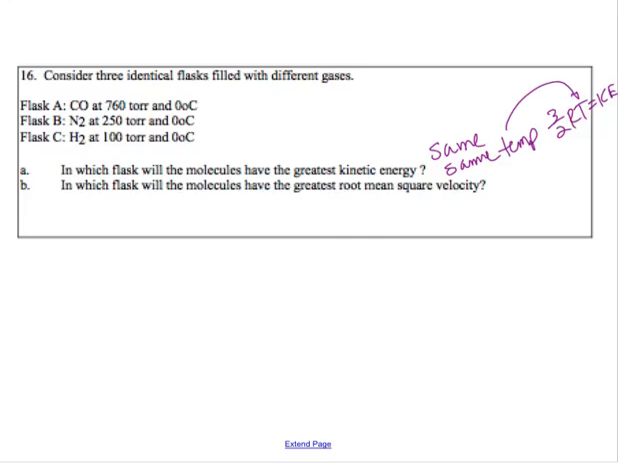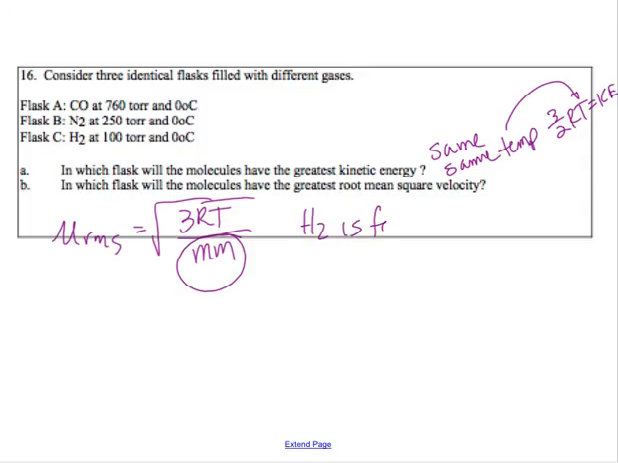In which flask will the molecules have the greatest root mean squared velocity? Jot down what root mean squared velocity depends on before you even think about it. You know it's going to depend on temperature and molar mass, right? Temperatures are the same, so we're not even going to worry about temperature. Is pressure in there? They change the pressure on every example. No, so it's only dependent on, in this case, the molar mass. So which one's fastest? H2 is fastest. Why?